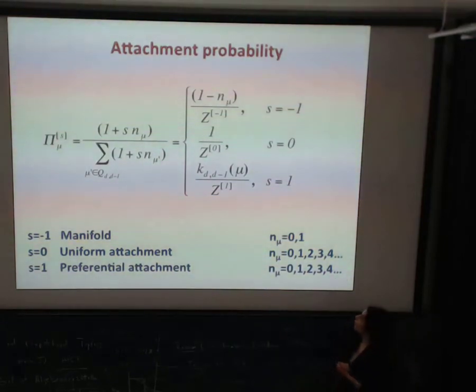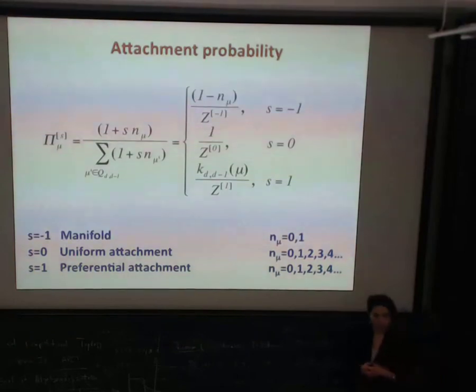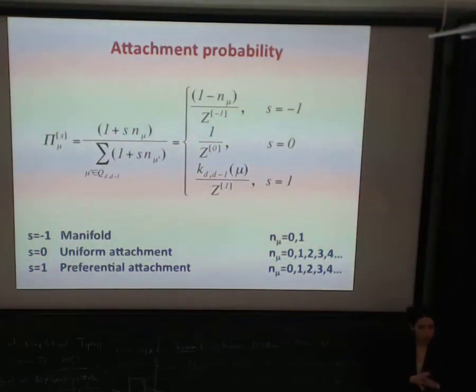When s is equal to -1, the probability to attach to a D-1 face is proportional to 1 minus the incidence number. So you start with a simplex and a new face, which is adjacent only to a given simplex, so it has incidence number 0, and then you can attach a new D-simplex to it, but then it will have incidence number 1, so you cannot attach a D-simplex anymore, and you construct a manifold like this. Or you can have uniform attachment, when you attach to any D-1 face as many times as you like. Or, when s is equal to 1, you attach to faces according to their generalized degree, so you effectively have a preferential attachment dynamic.